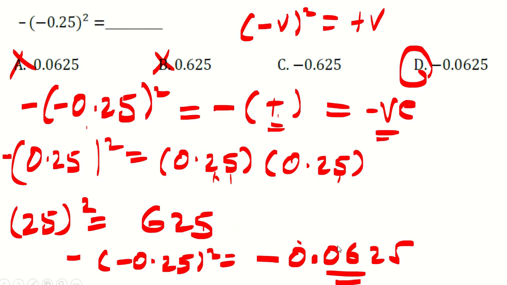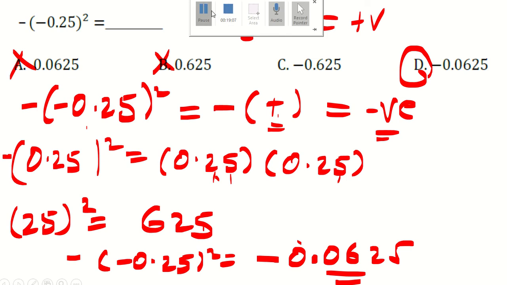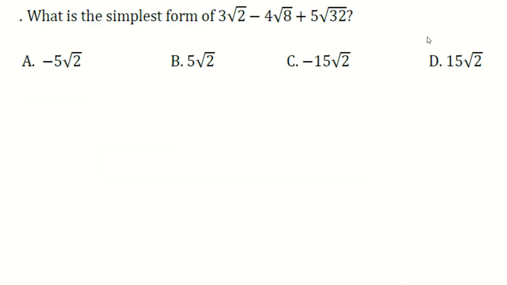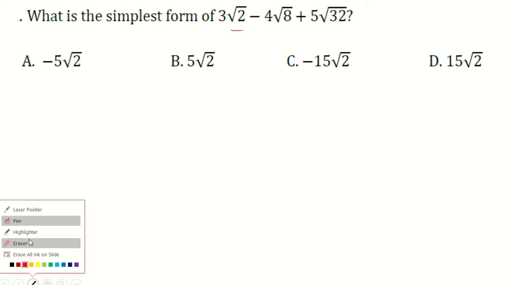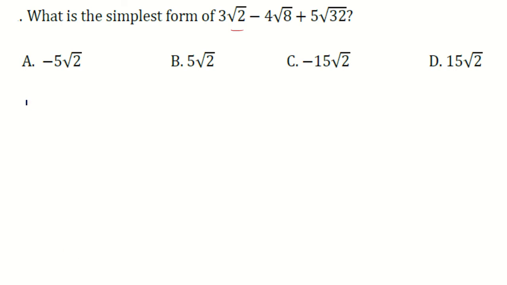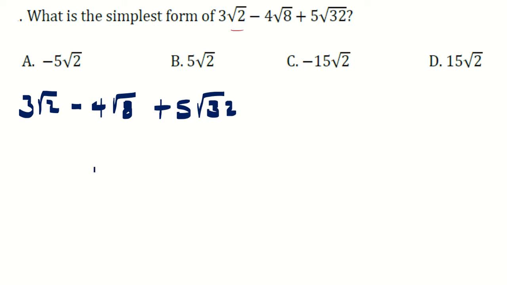Yeah, so these are some of the questions for today. Okay, before we end, let's have one more question. It says, what is the simplest form of 3 radical 2 minus 4 radical 8 plus 5 root 32? Let's do it. 3 root 2 minus 4 root 8 plus 5 radical 32. This is the question.